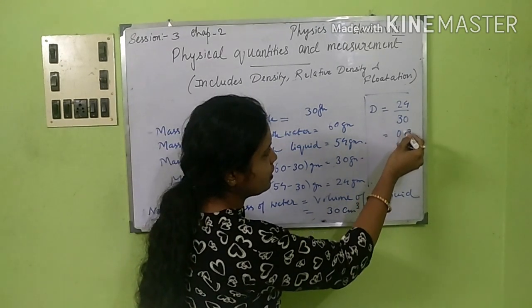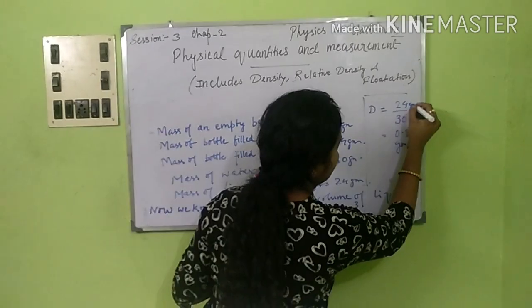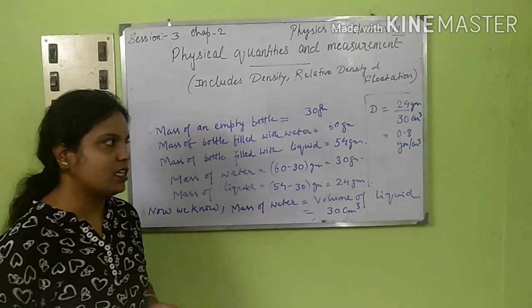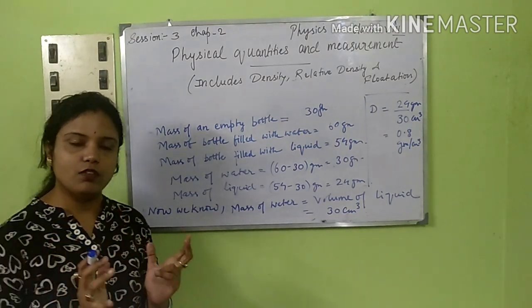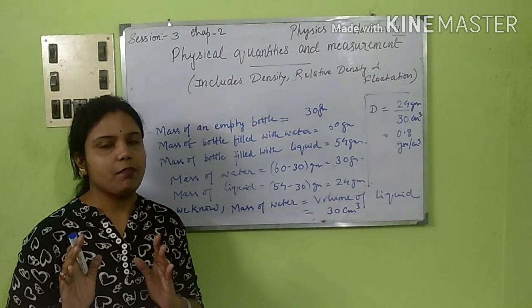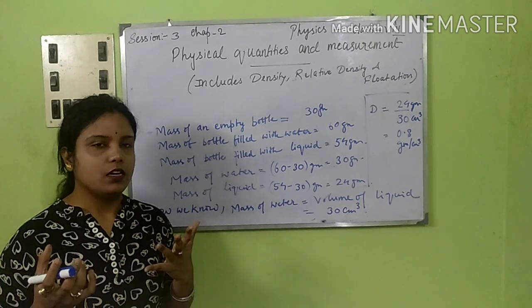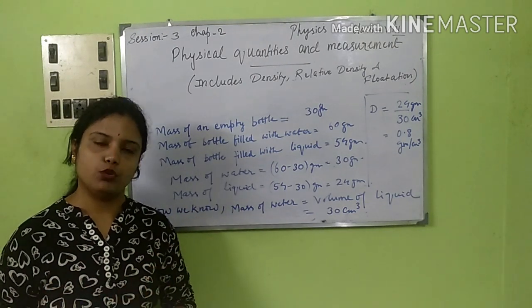So 24 by 30, we are getting 0.8 gram per centimeter cube. 24 was grams and 30 was centimeter cube. So we are getting 0.8 gram per centimeter cube. Now one more piece of information: the density of water is 1 gram per centimeter cube. Whenever we are using the density of water, please use this 1 gram per centimeter cube.